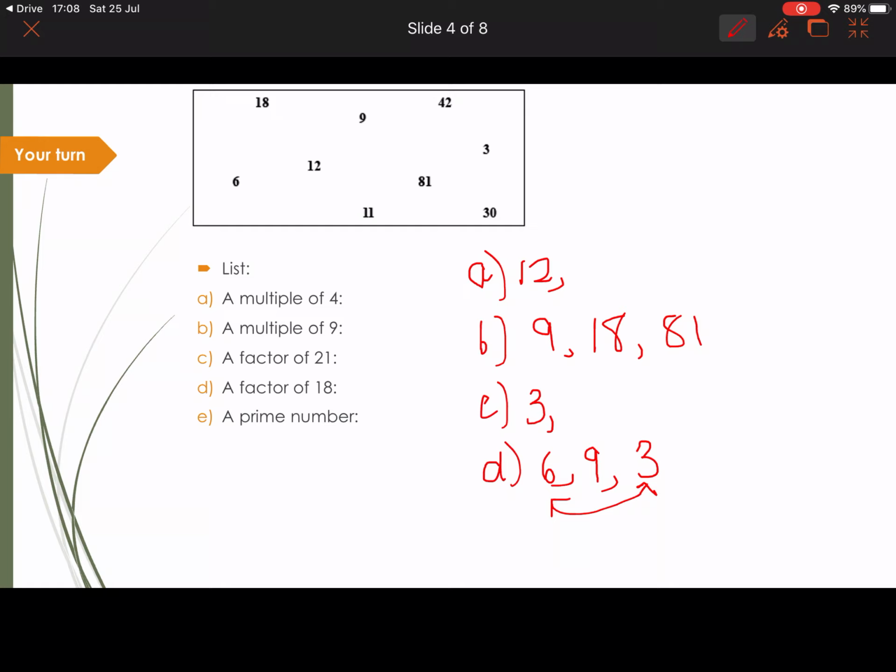And I'm finished. So finally then, E, a prime number. Well, first I can get rid of all of the even numbers because as we discussed before, an even number above 2 is not prime. I can get rid of 81 because I know that 9 times 9 is 81, therefore it's not a prime. And I can get rid of 9 because I know that 3 times 3 is 9, which means the two numbers I have left are 3 and 11. These are my prime numbers.